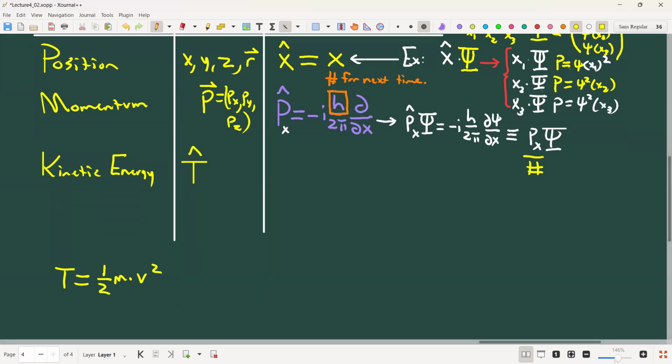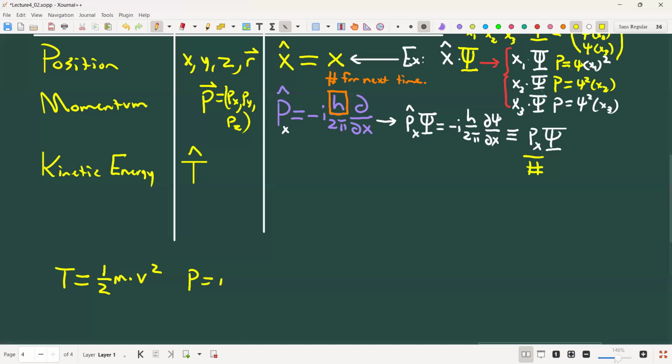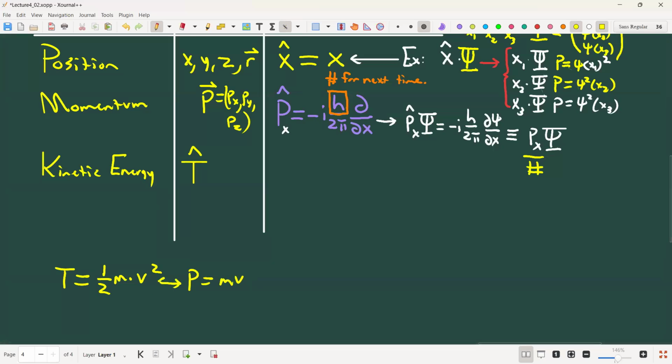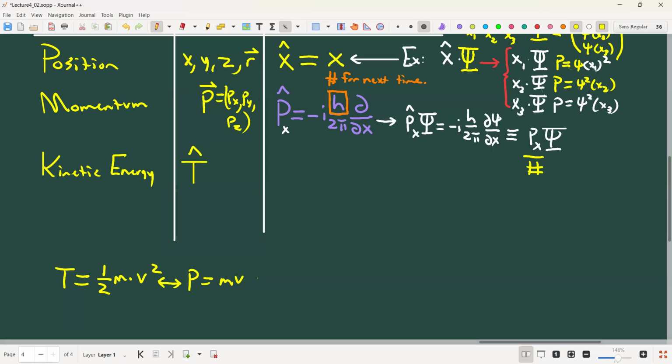1/2 mv squared. But as I said, velocities are not very useful for us in this class because velocities aren't conserved. Velocity from a moving observer looks different than a velocity from a stationary observer. We'll use momentum instead. Momentum is m times v, so maybe we can sub in momentum here. P is equal to mv.